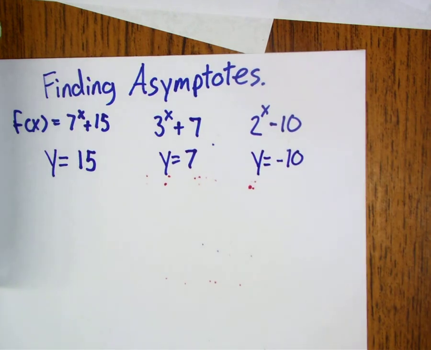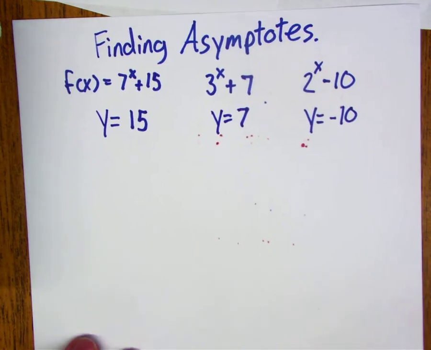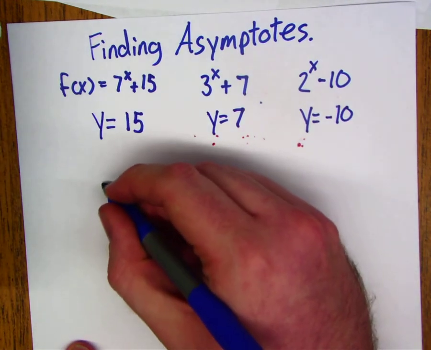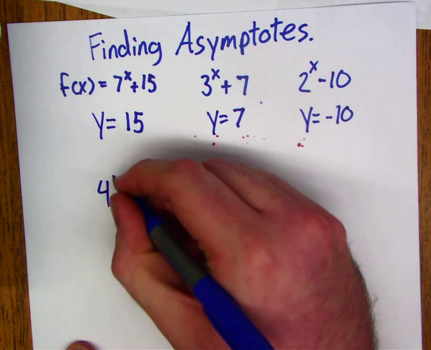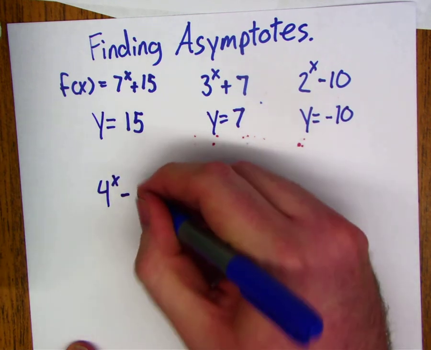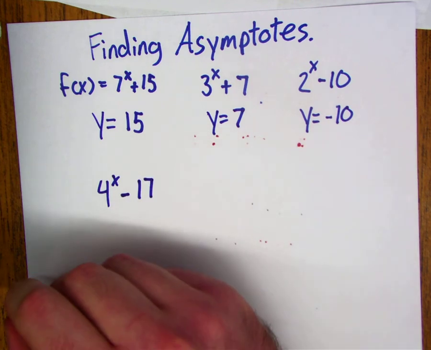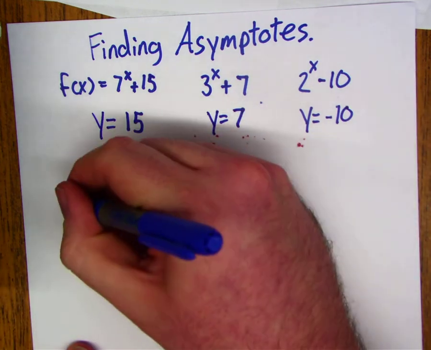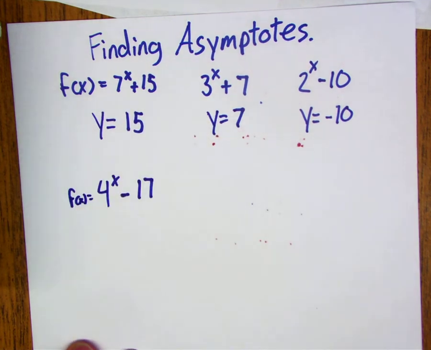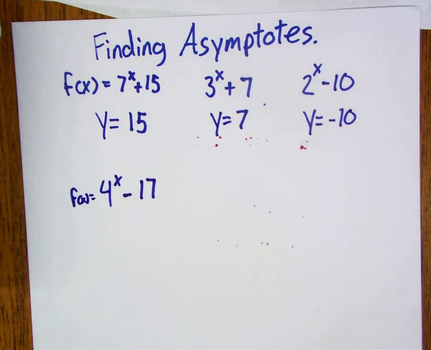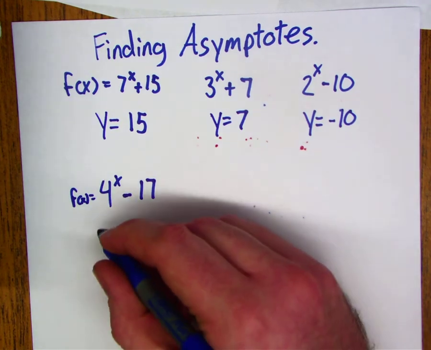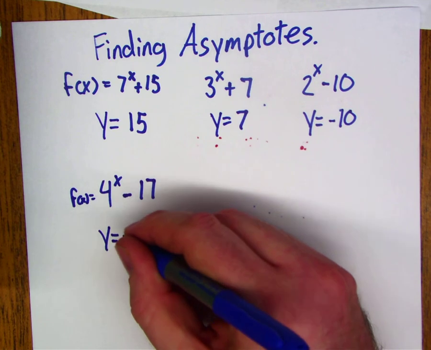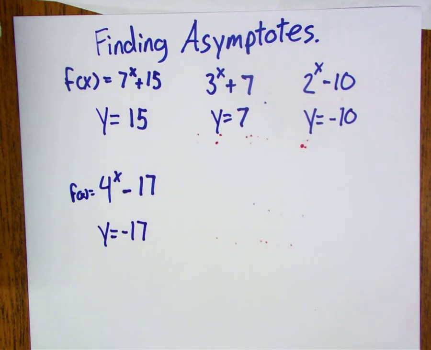I'm willing to bet most of you already have it now. Let's take one more round. Supposing I have a new function, f of x equals 4 to the x minus 17. What do you think it is in this case? What is our asymptote? This particular asymptote is going to be y is equal to negative 17.